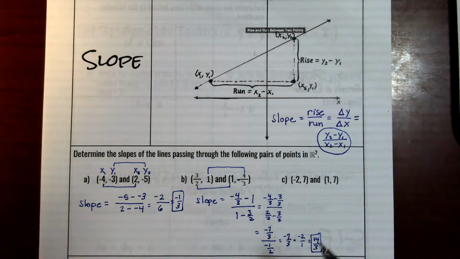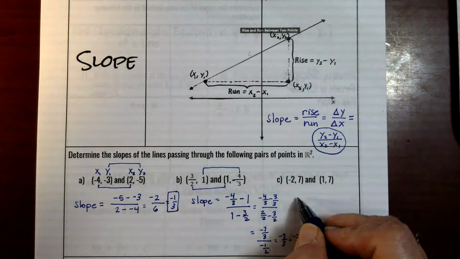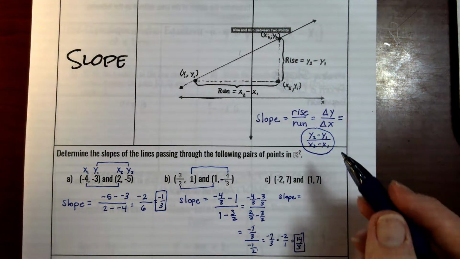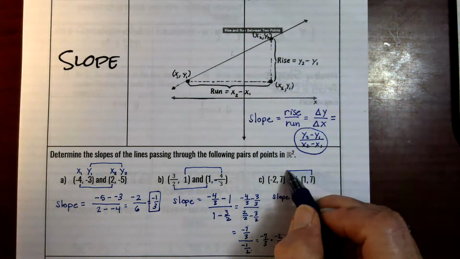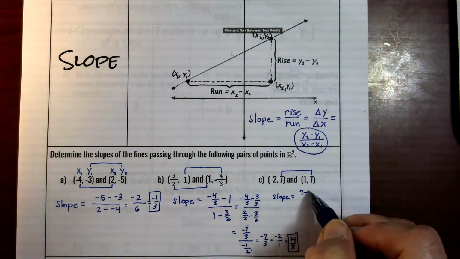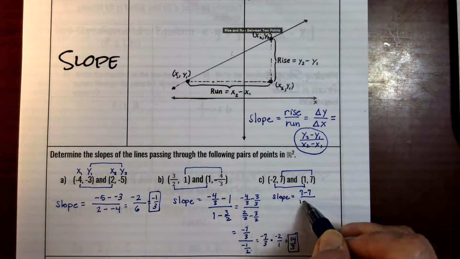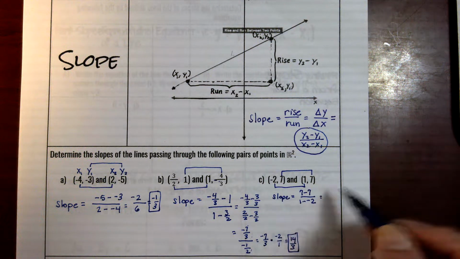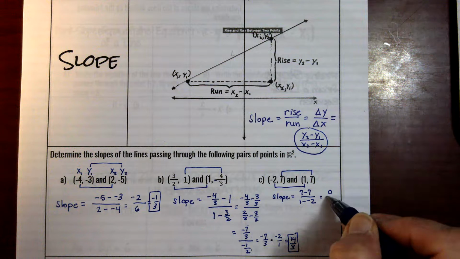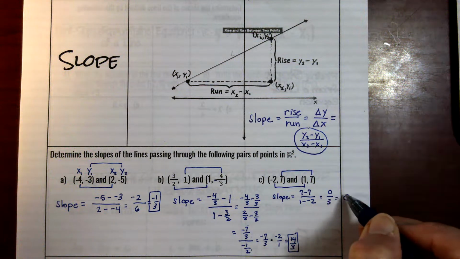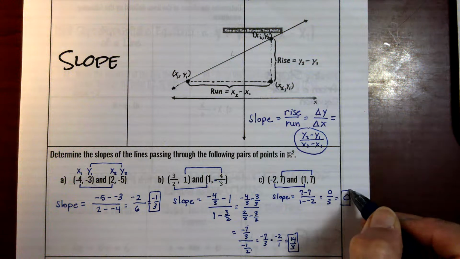All right, the last one, kind of used all my space for number b there. 7 minus 7 over 1 subtract negative 2. So 7 minus 7 is 0. And one, of course, it doesn't really matter what the bottom is. So 0 divided by anything is 0. And so that is my slope.